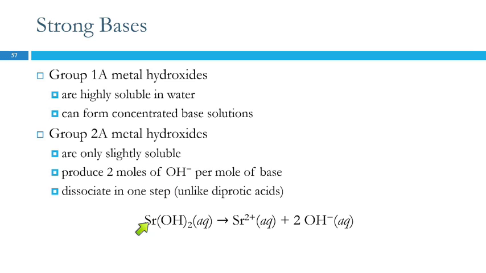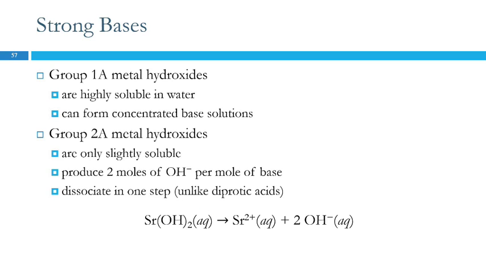So like strontium hydroxide, you're going to get 2 moles of hydroxide for 1 mole of base. There may be a question on the next exam where it's trying to trick you with this, and it's going to ask you, like, what's the pH of a 1 molar strontium hydroxide solution? And you have to take into account there's twice as many moles of hydroxide as moles of strontium hydroxide. So watch out for that.